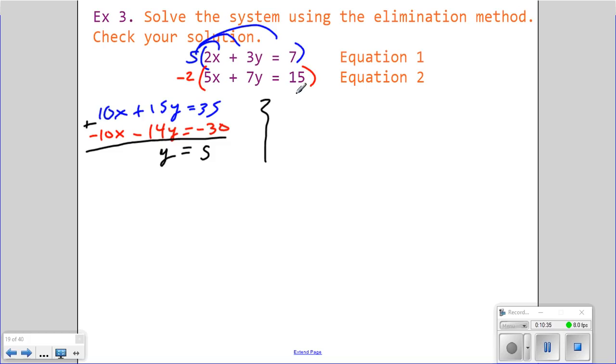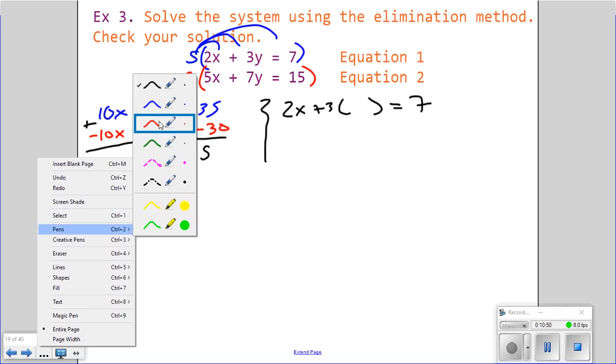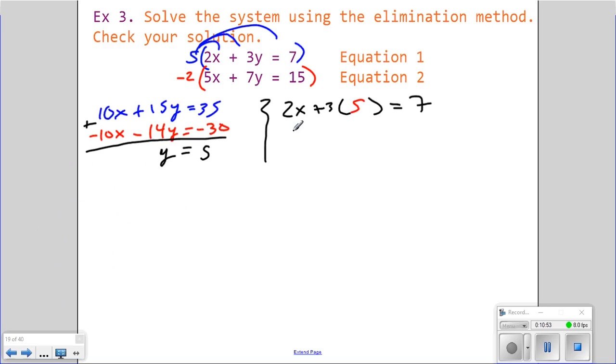Go back to one of the original equations. So let's go with equation 1. And we're going to substitute y in with 5 to find the solution to x. So 2x plus 15 equals 7. Subtract 15 on both sides. You would get negative 8. Divide by 2 on both sides. You would get x is equal to negative 4. So the solution to the system is negative 4, 5.